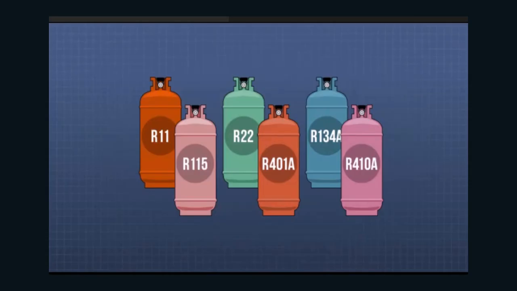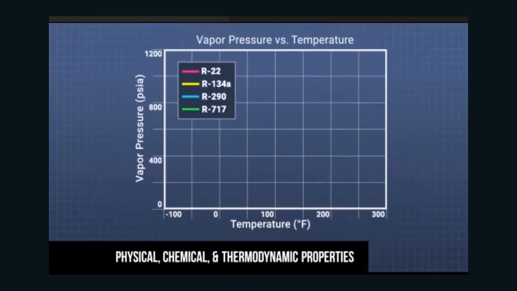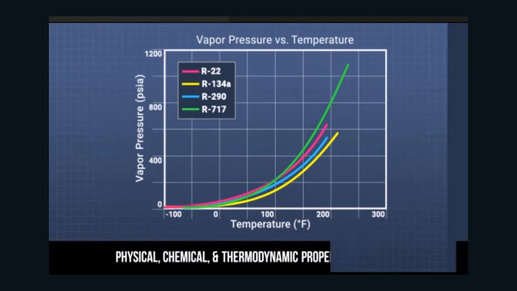The following factors influence refrigerant selection: physical, chemical, and thermodynamic properties. Refrigerants must be able to readily absorb and release heat, flow easily, evaporate or boil at or below the desired temperature in the refrigerated space, and condense above the temperature of the fluid in the surrounding atmosphere.